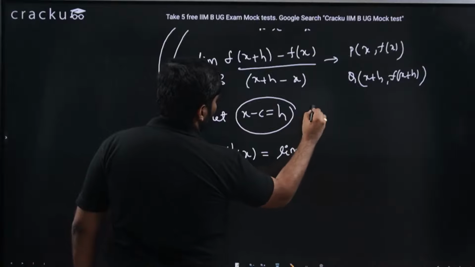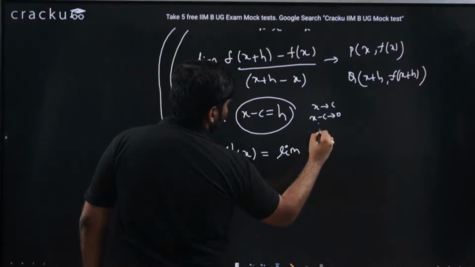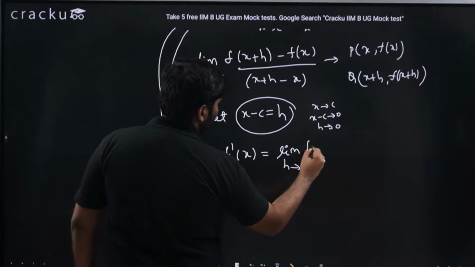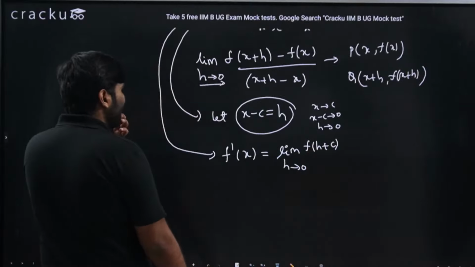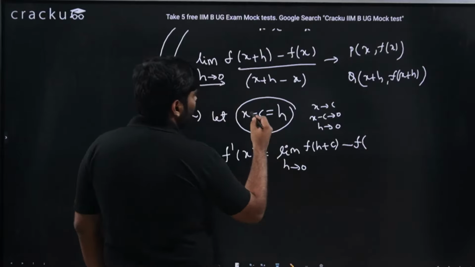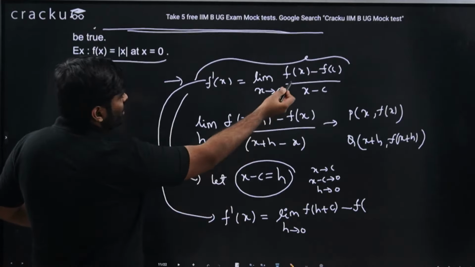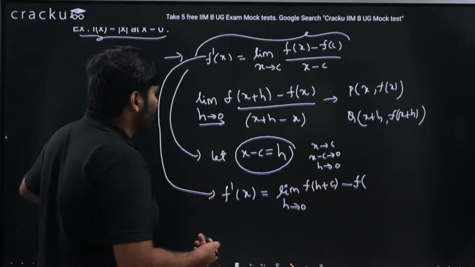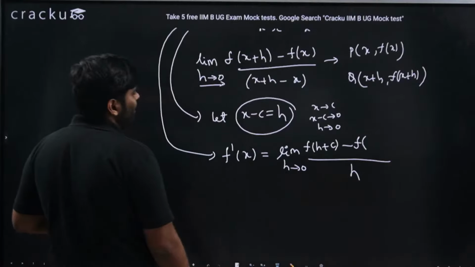Then if x is tending to c, this implies x minus c is tending to 0. That is nothing but h tending to 0. So I will write limit h tending to 0. What is x? x can be written as c plus h, and c can be written as x minus h, isn't it? Because we did mention it is f of x minus f of c by x minus c. If x minus c is h, the denominator will be h.